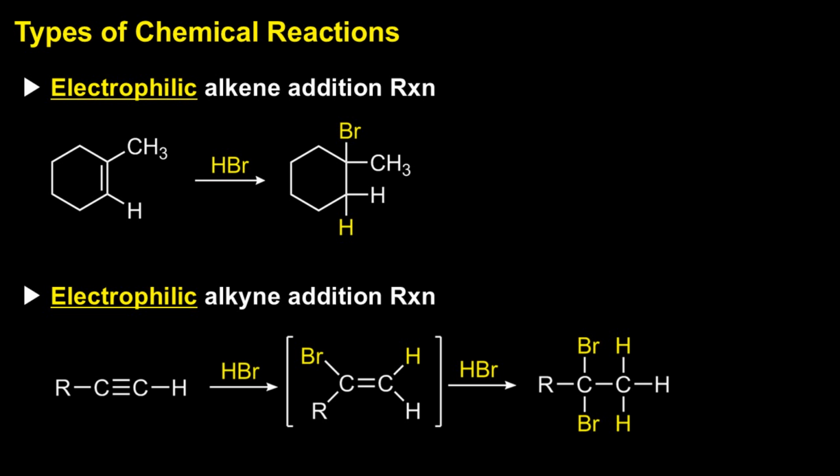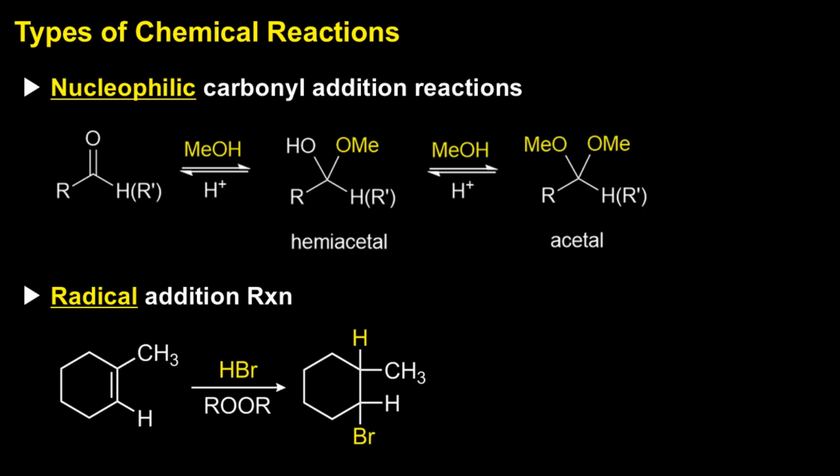A similar thing happens with alkynes. The first molecule of HBr breaks the triple bond, turning the alkyne into an alkene. And if you add more HBr, the reaction keeps going, eventually forming a geminal dihalide, where both bromine atoms end up on the same carbon. Nucleophilic addition reactions are especially important in carbonyl chemistry. A key example is acetal formation, where aldehydes or ketones react with alcohols under acidic conditions to protect carbonyl groups.